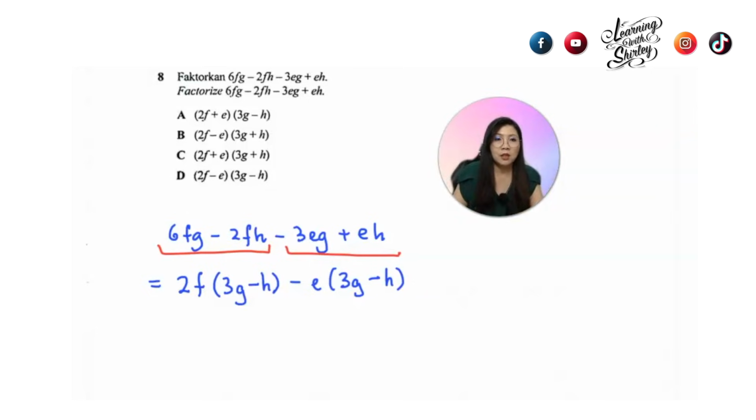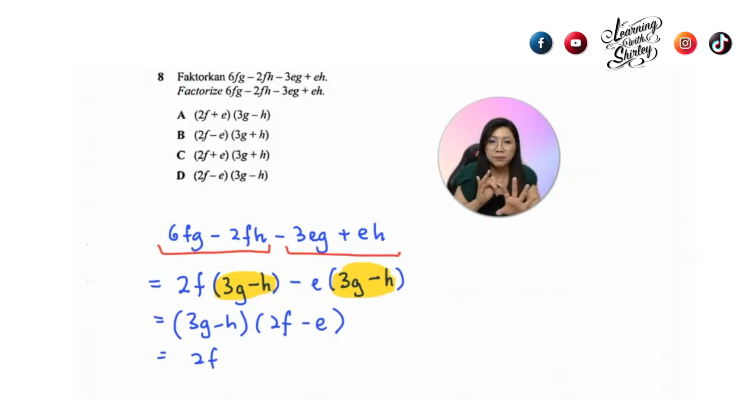Okay, so now we compare the first term and the second term. Now we have 2 terms. Okay, so what is the similarity? The common factors are the brackets, right? 3g minus h. So we're going to take out 3g minus h, and then what's left? 2f and negative e. Okay, so let's look at the options. Oh, they write 2f minus e first. Okay, just swap it around, because for multiplication you can swap it around. You can write 2f minus e times 3g minus h.